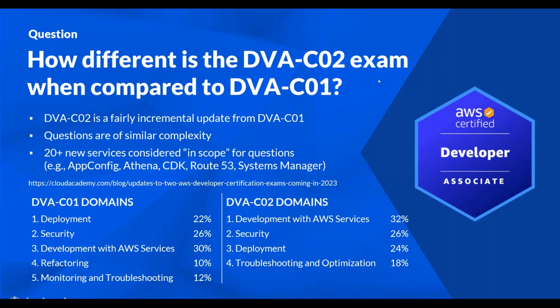The only real difference is that they've consolidated the refactoring domain and the monitoring and troubleshooting domain from DVA C01 into just a single troubleshooting and optimization domain. But as we talked through when we looked at the services in domain 4, those are the exact same services that were covered in domains 4 and 5 on the prior exam. So not a whole lot has changed.